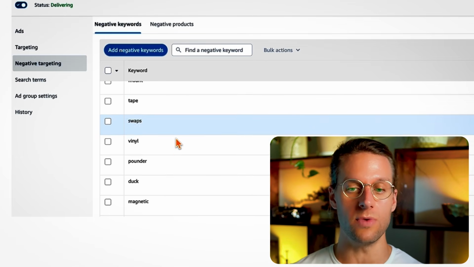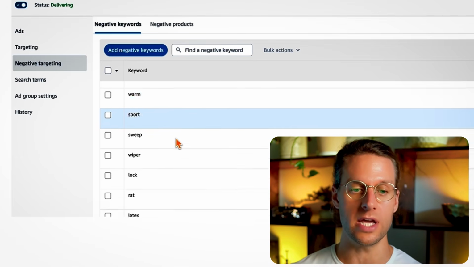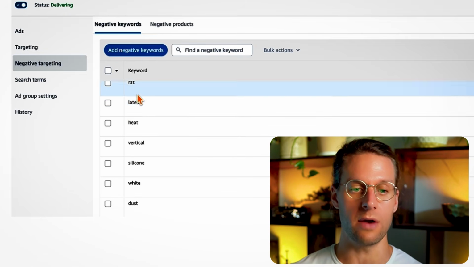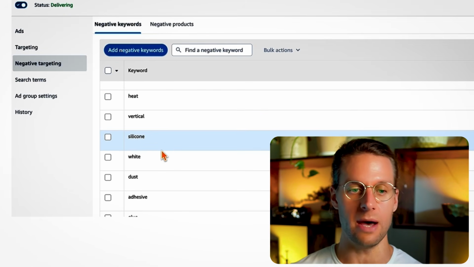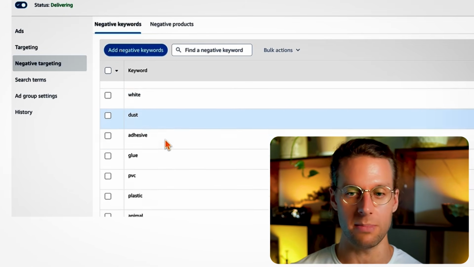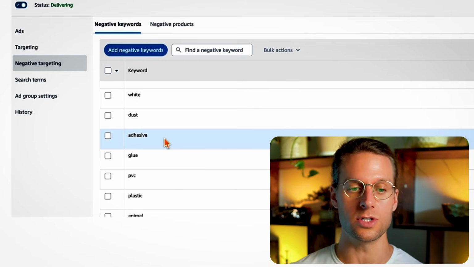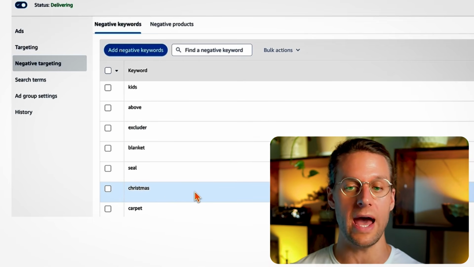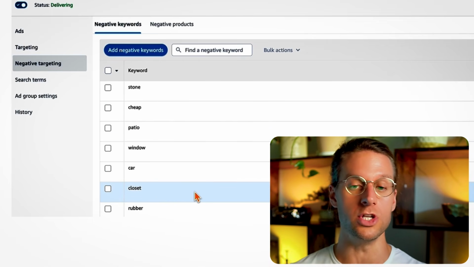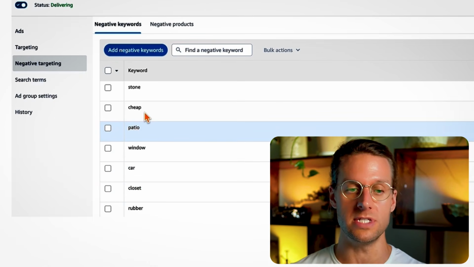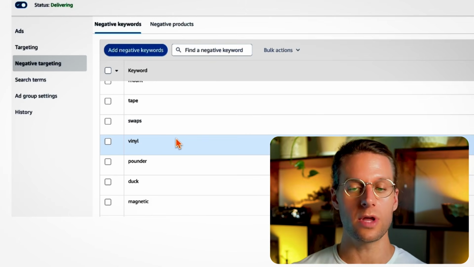Now here you could see we've already added a lot of negative phrase terms for things that we're not relevant for, like latex. Our product is not made out of latex, or silicone. Our product's not made out of silicone. A lot of other competitors are, and Amazon might show our ad for terms that include that. We know we won't convert well for them, so we added them as negative phrase terms. And that's what you want to do before you go into adjusting the bid, is make sure you have your negative targeting handled, both negative product targeting and negative keyword targeting.